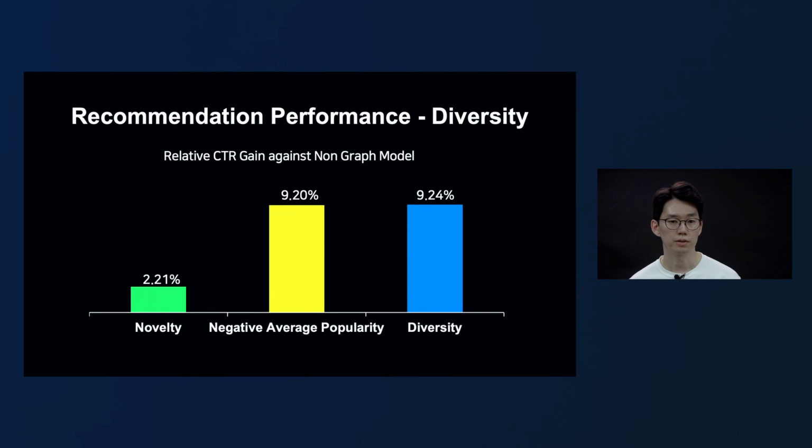This shows quantitative results. If we use the graph model, novelty and diversity go up, and popularity goes down. Novelty measures how unpopular items are recommended to user. Diversity measures the degree, how much each user get a different coupon. We could confirm that various coupons, including new coupons, have been recommended to users.